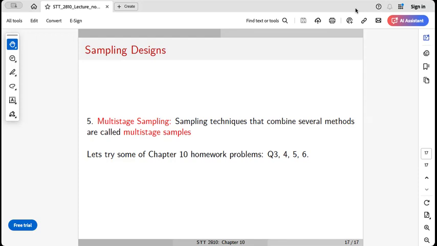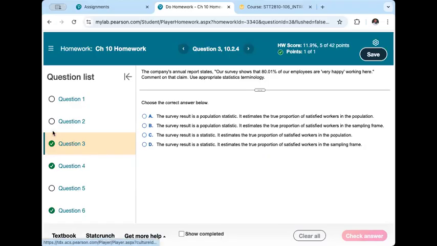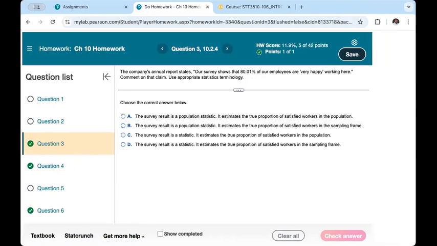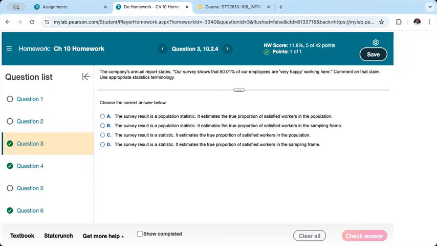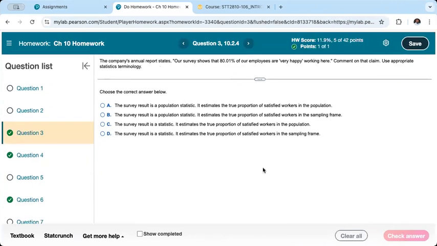So we will do 3, 4, 5, 6. I want you to read question 3, and then you tell me your answer and why.